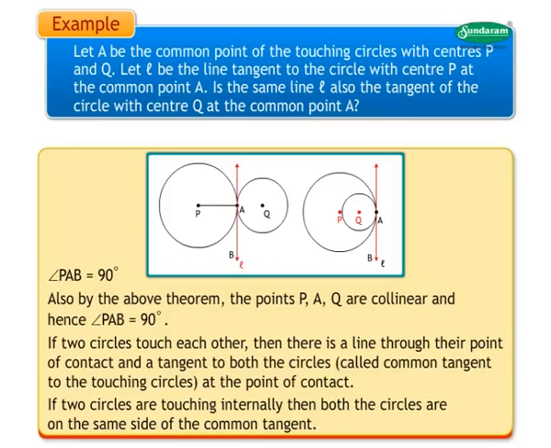Here, line L is tangent to the circle with center Q and the circle with center P, and both the circles are touching each other externally.